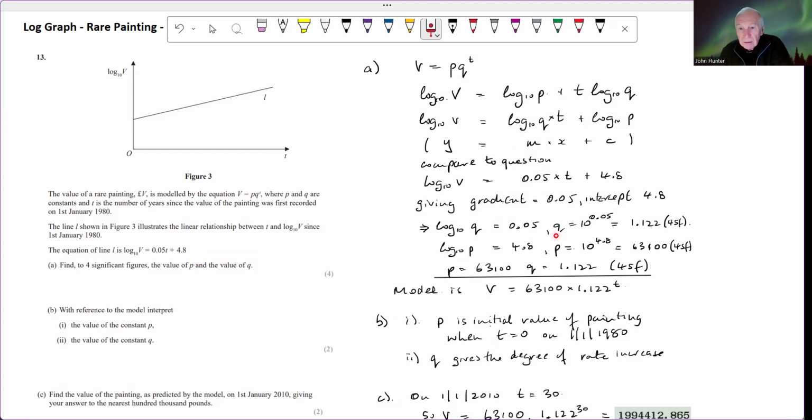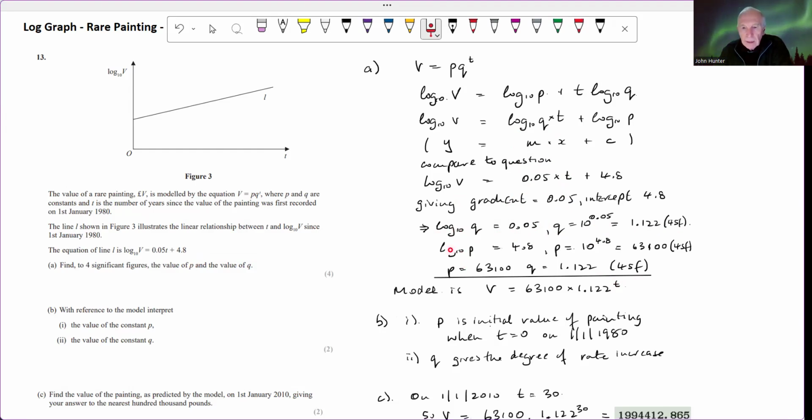That's the gradient. And that, of course, if we then exponentiate each side to base 10, that's going to give us, well, 10 to the power of log base 10 of q is q. And on the right-hand side, 10 to the power of 0.05. So that's going to give us q is equal to 1.122 to 4 significant figures.